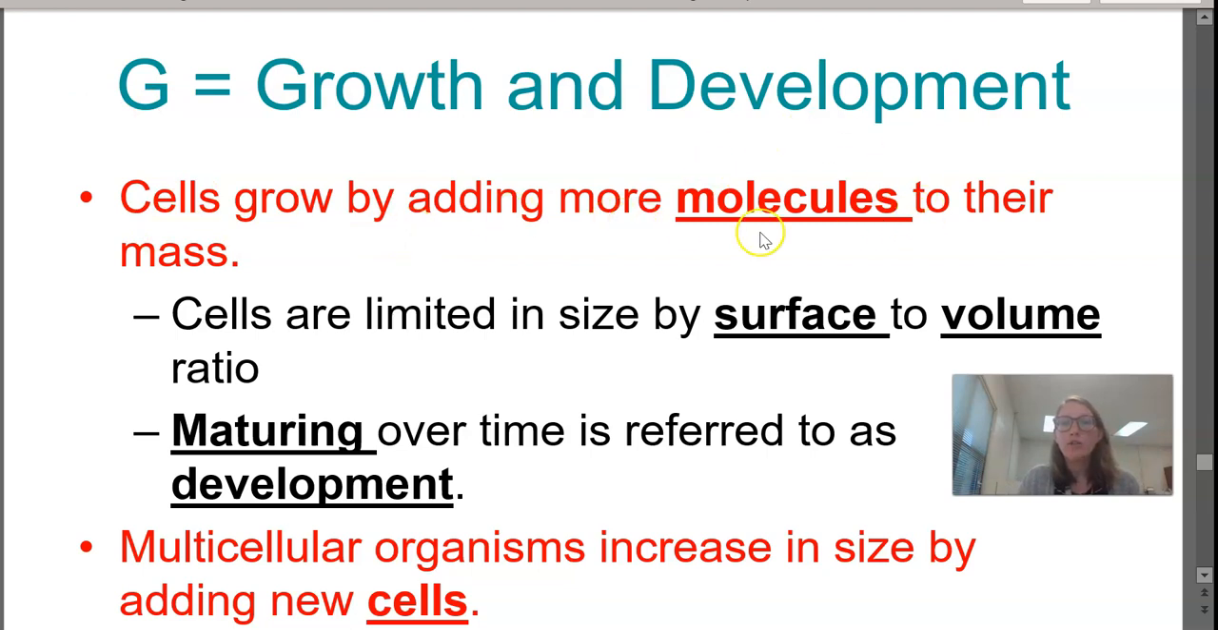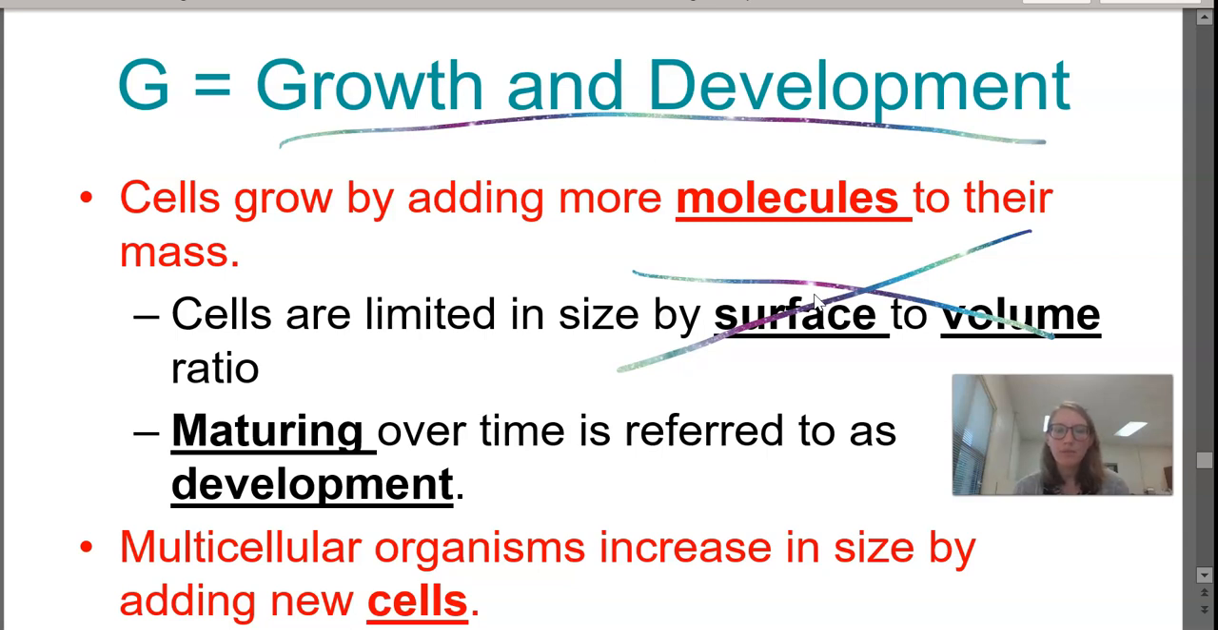Cells grow by adding more molecules to their mass. Multicellular organisms increase in size by adding new cells. So you guys are adding new cells every single day. Cells are limited in size by surface to volume ratio. And when you mature over time, it's referred to as development. Don't worry about this surface to volume ratio too much. We will study that more later. But what you do need to know is that all organisms go through growth and development, and maturing is called development over time. Okay, so you go through maturity levels by developing over time.